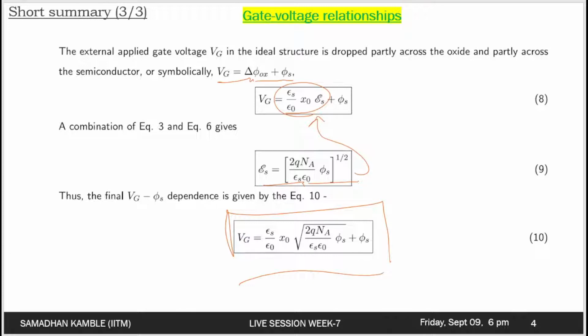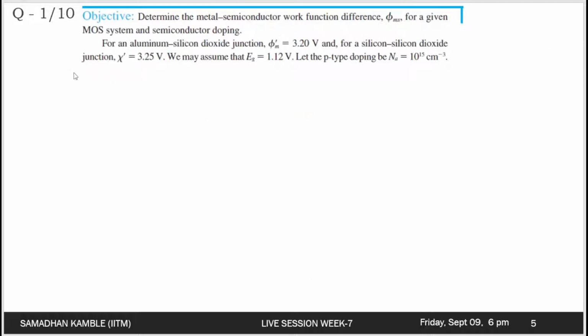So I think this constitutes a good summary of this week's contents, and I think we are ready to go to the questions, the assignment problems. So let us go to the first question, and question number 1 is as follows.